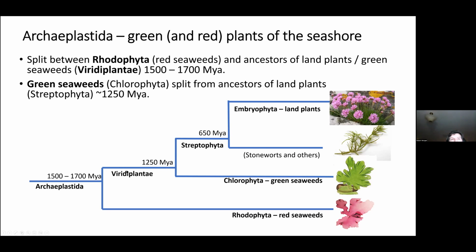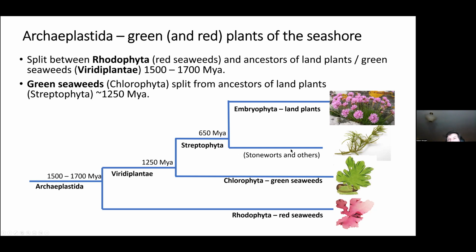And then that left us with what's called the viridiplantae, the green plants. As you can see, the green seaweeds are, if you like, the cousins or the sisters of the land plants, which I've represented there by thrift, although I could have used seagrass as well, which maybe is borderline for our remit of the intertidal zone. But again, these separated from each other something like 650 million years ago.